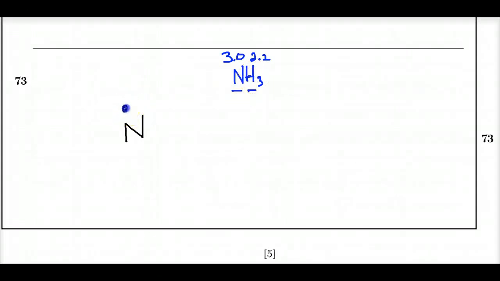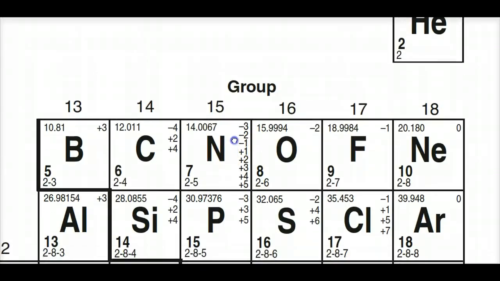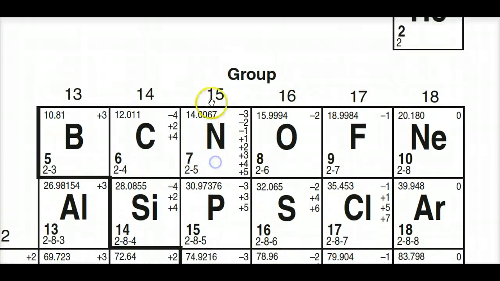I start with 5 valence electrons. Nitrogen has 1, 2, 3, 4, and 5. Now, how do I know it has 5 valence electrons? Because it's 2-5 if we go to the periodic table. So nitrogen right here is 2-5. It's in group 15. Take the 1 away. It has 5 valence. It needs 3 more electrons to fill its octet. So it needs 3 more electrons to share with. Okay, that's why it's NH3.